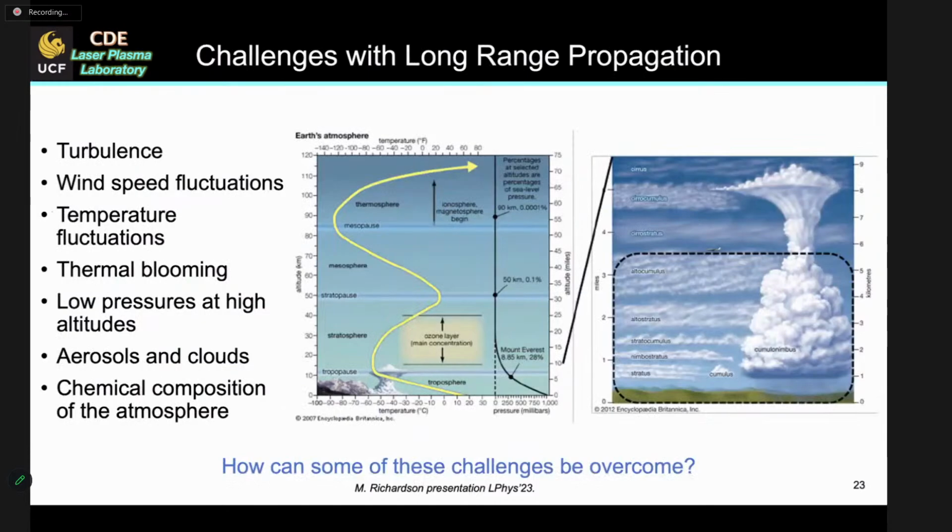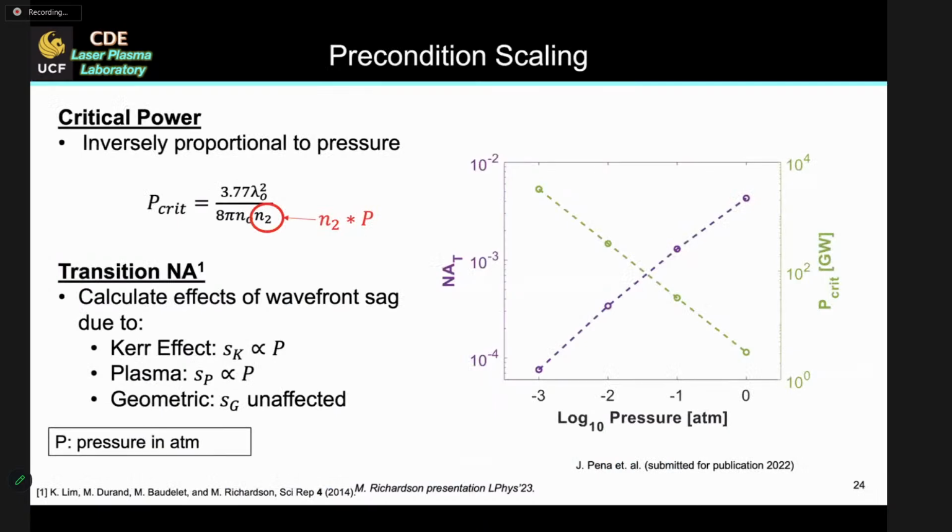Lastly, let me mention some measurements that we have also made in terms of being able to examine how filament formation will occur at much higher altitudes. That is, at much lower gas densities. At much lower gas densities, we would expect the nonlinear index of the gas to go as pressure. I'm rushing to keep in time here.